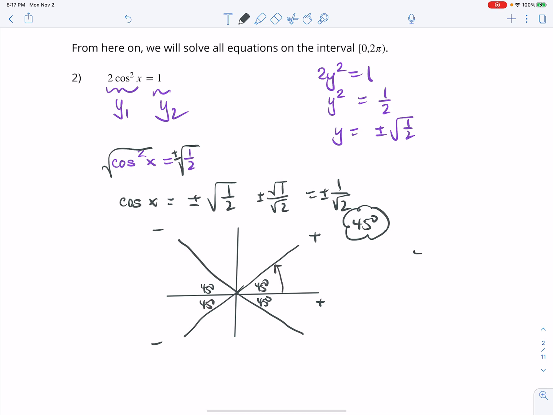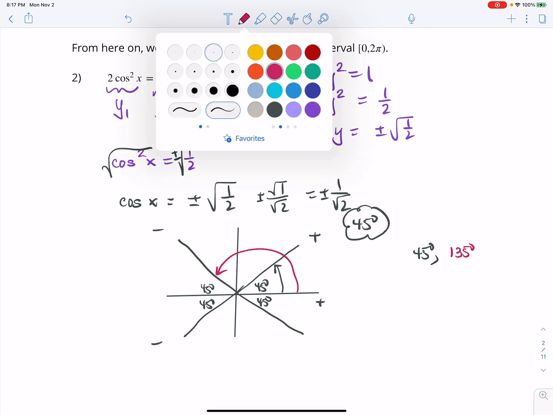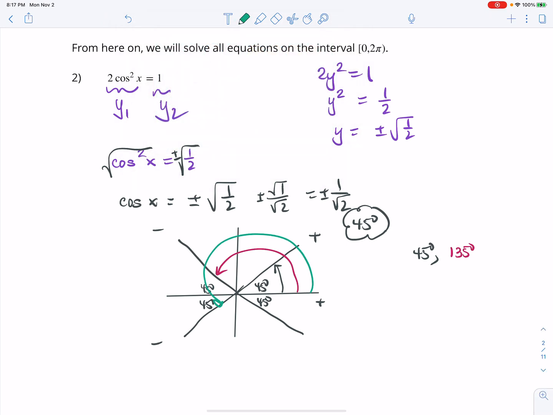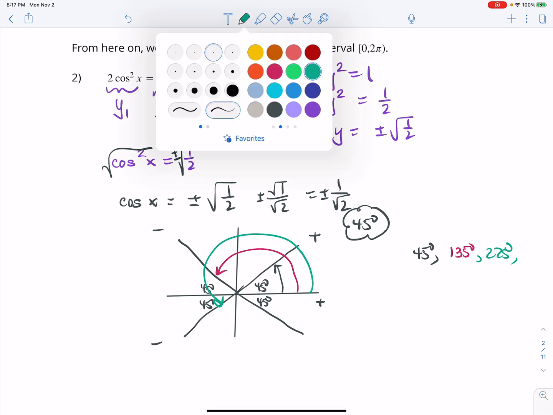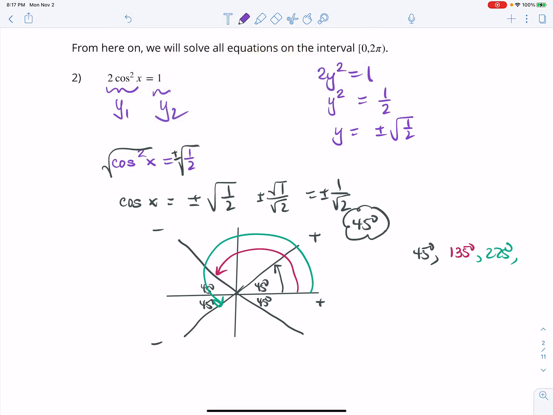The first solution is 45 degrees. The next solution is 135 degrees. The next, I don't want to use a similar color. The next solution after that looks like 225 degrees. And I'm just going to write down the last one because I think we see it. That's going to be 315 degrees, going all the way around except for the last 45.